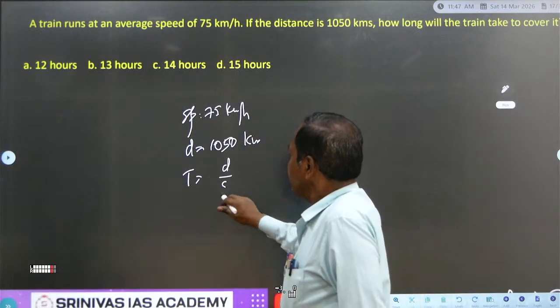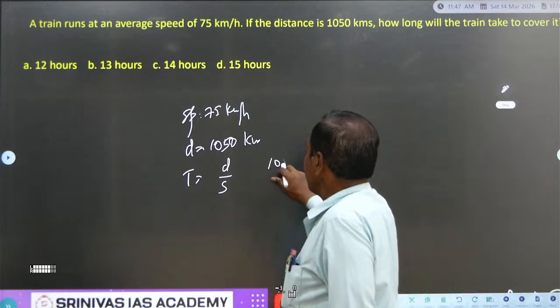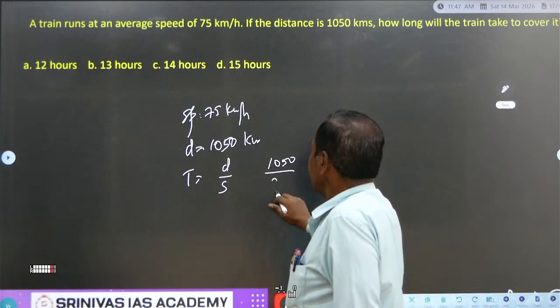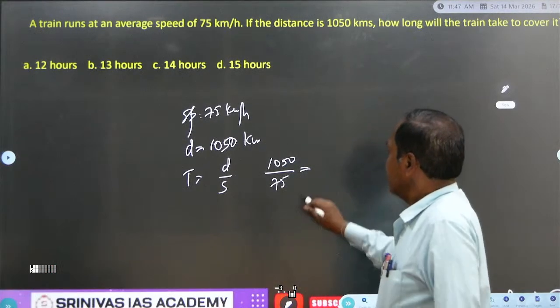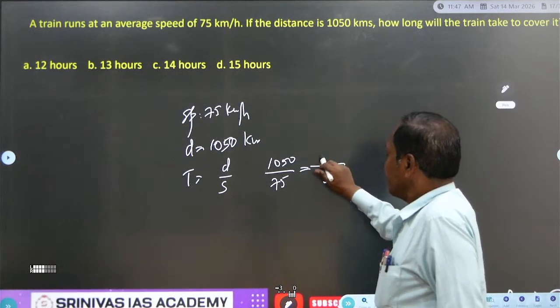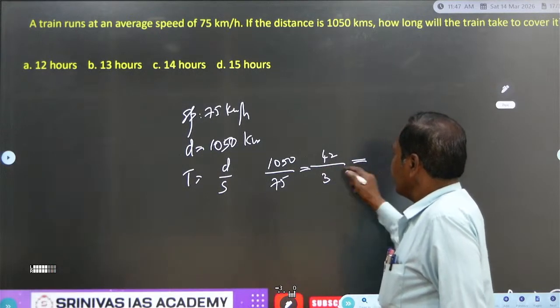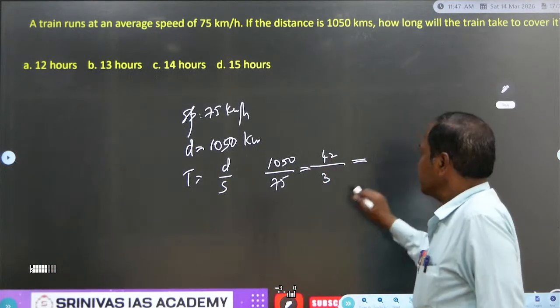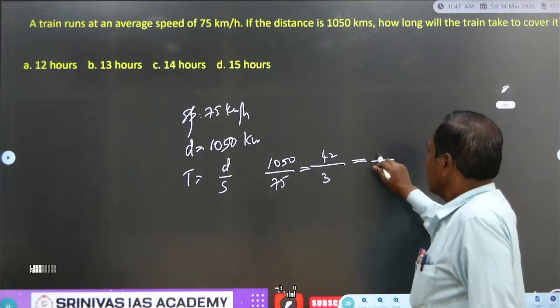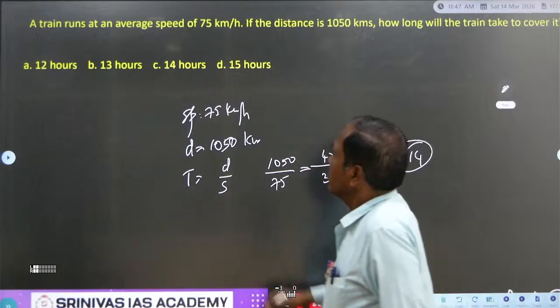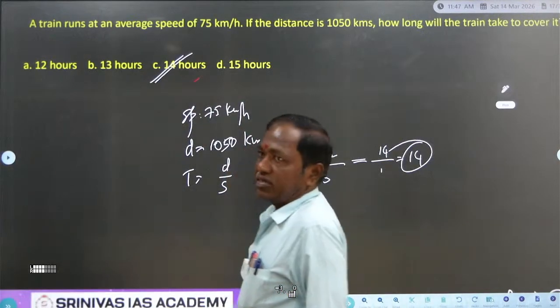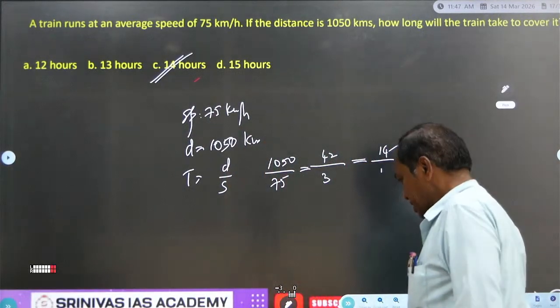Time is distance divided by speed. Distance is 1050 divided by 75. All are multiples of 25. 25 threes are 75, 25 fours are 100, 25 twos are 50. Even 4 plus 2 is 6, a multiple of 3. It means 14 hours. Option 14 hours. Okay? Yes, right.